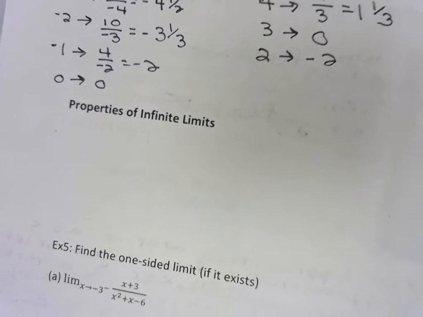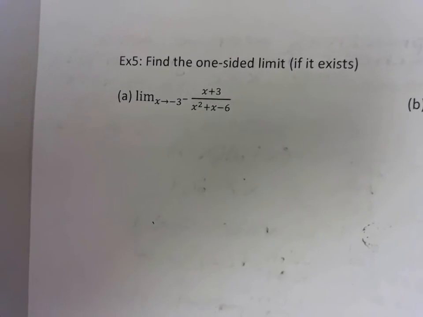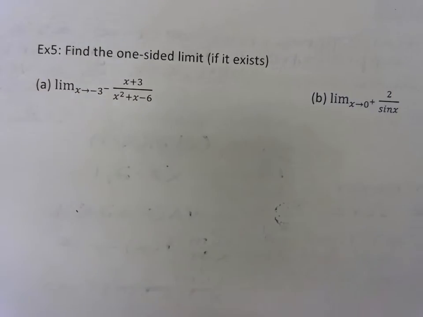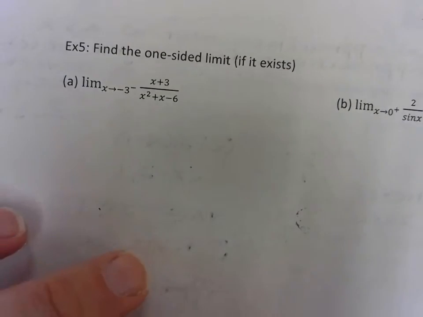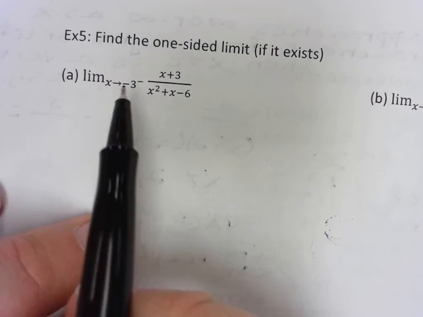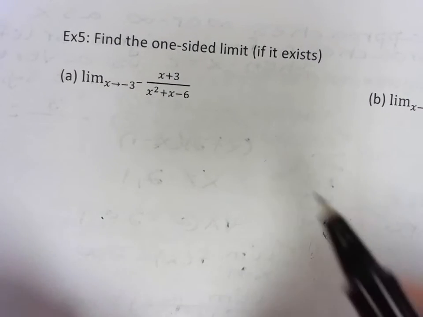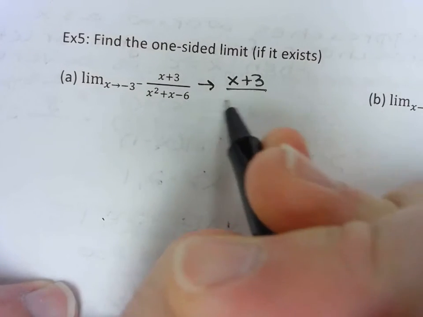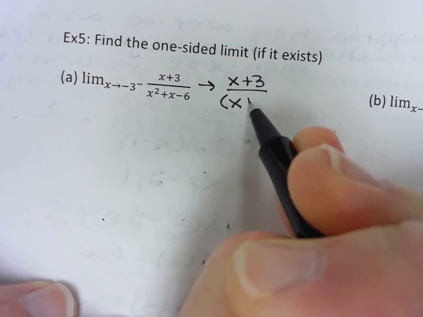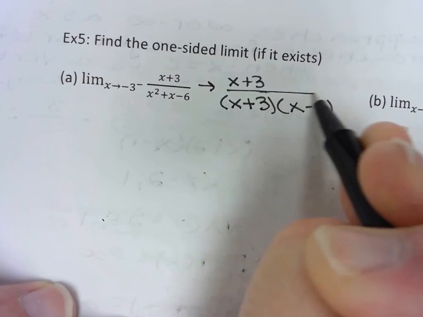I'm not going to worry too much about these because they kind of follow the same properties. Let's look at example 5. Find the one-sided limit if it exists. So as I look at this, the limit as x approaches negative 3 from the left. First thing I noticed, let's factor the bottom. See what that looks like. So that'll be (x + 3)(x − 2).